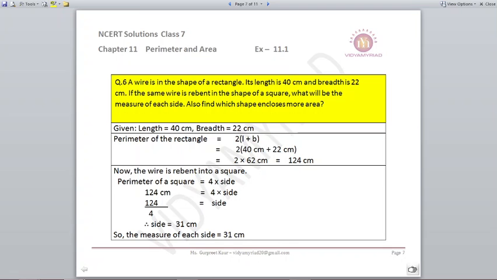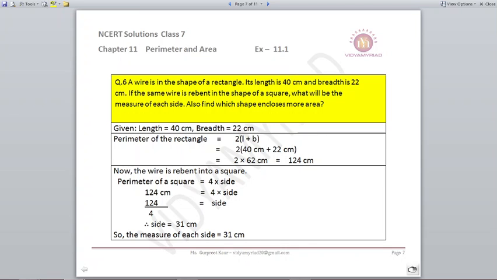Now the same wire is made in a shape of a square. So the perimeter of a square will be 4 multiplied by side. So what is the perimeter of the square? It will be the same as that of the rectangle because they both are using the same wire. So 124 centimeters is equal to 4 multiplied by side. Your side comes out to be 31 centimeters.